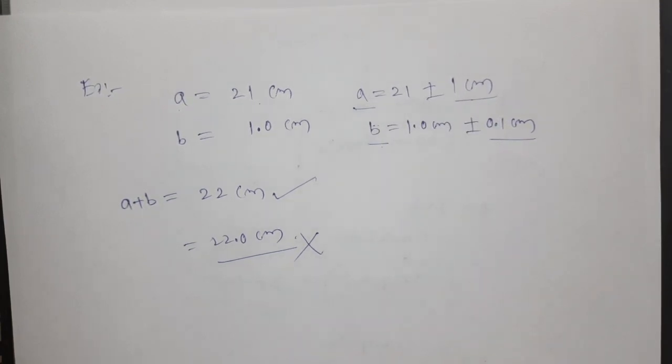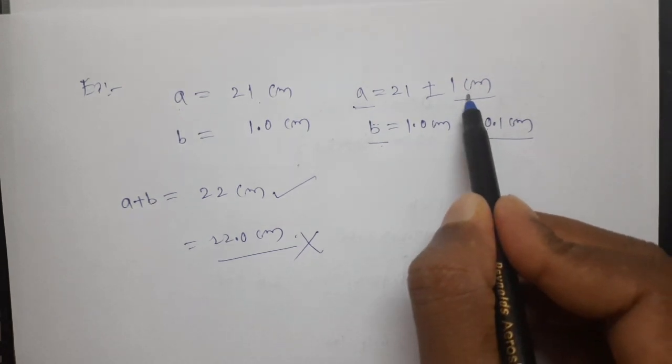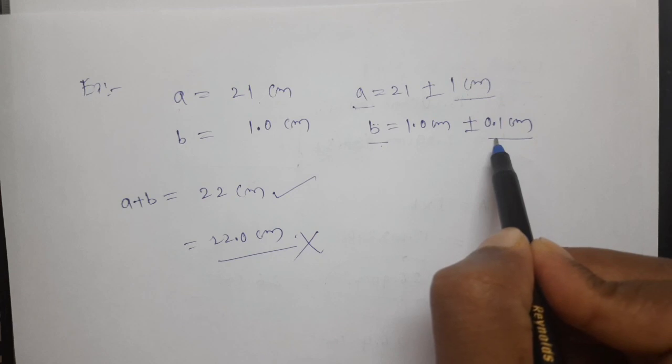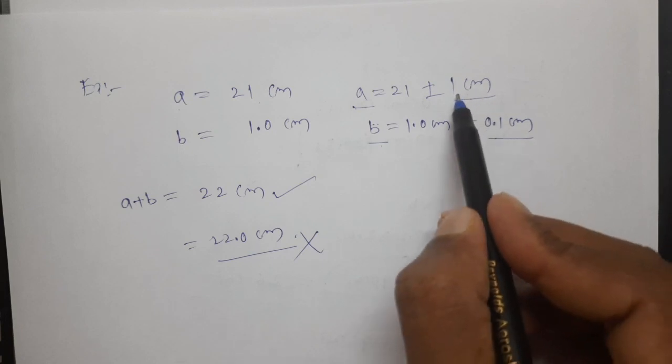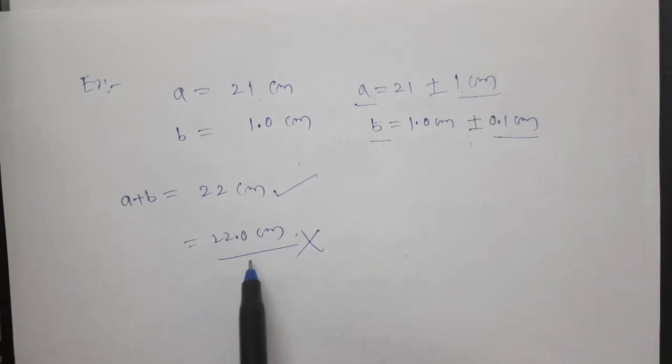The error will be in the order of centimeters, right? But here the error is in the order of centimeters. Here the error is in the order of 0.1 centimeters. That means when you add these two things, the error will be in the order of 1 centimeter, right? It is not in the order of 0.1 centimeter.